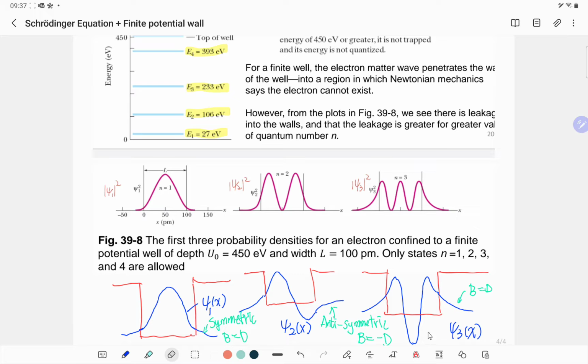And for the third one, it is still symmetric, which means that this point and this point have the same height, something like that. And if you take the absolute value and then square, it becomes this way.